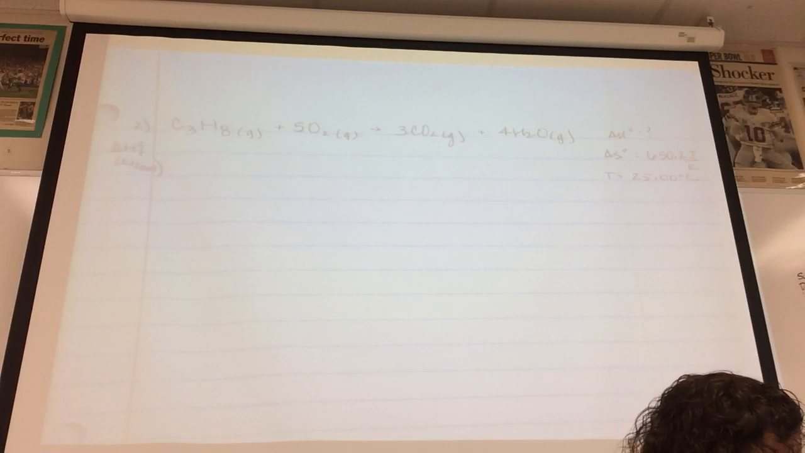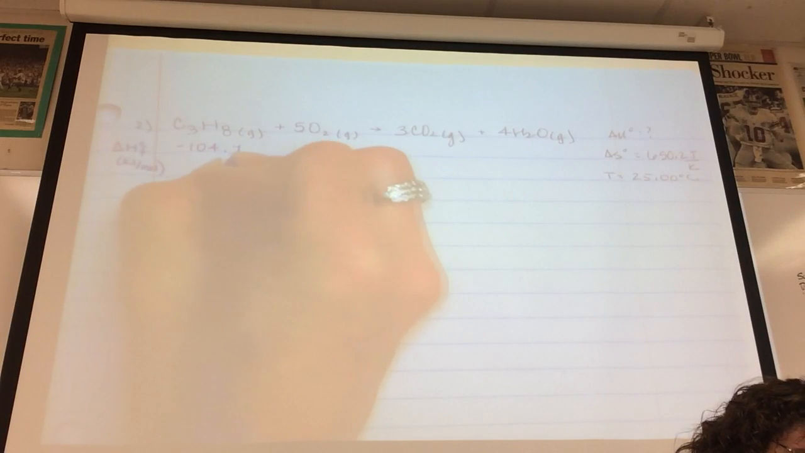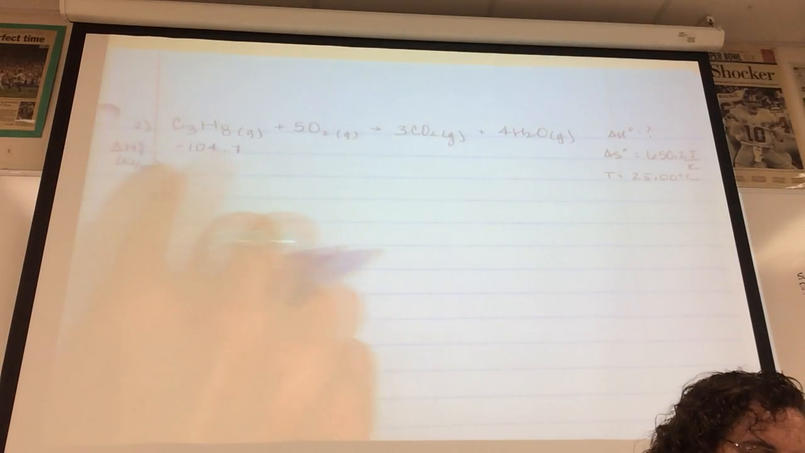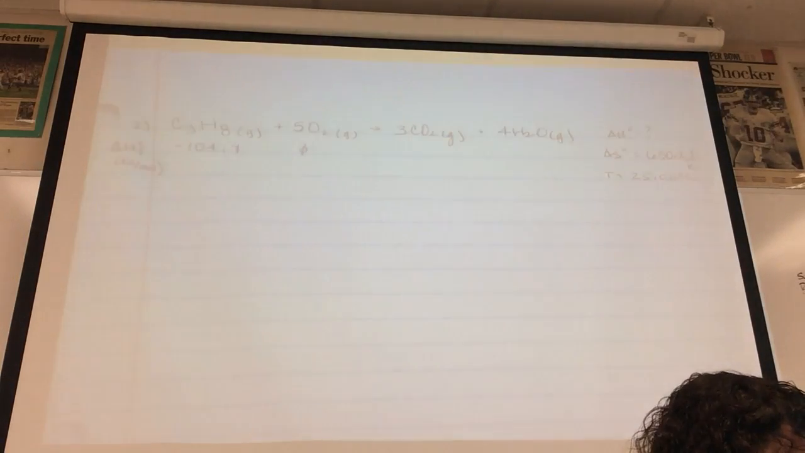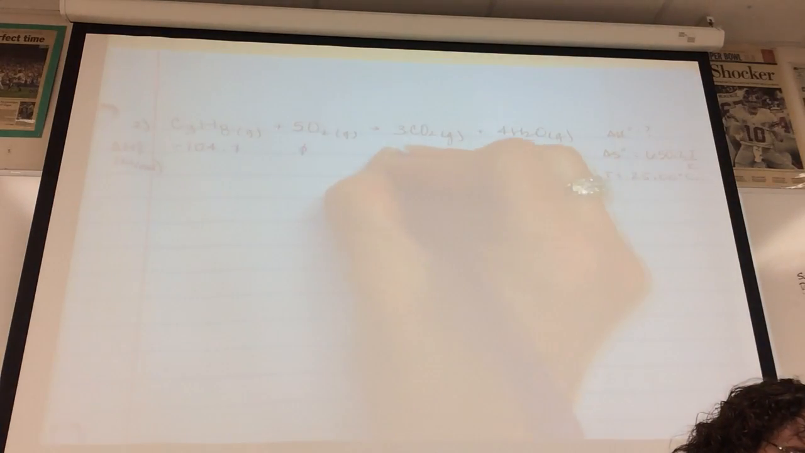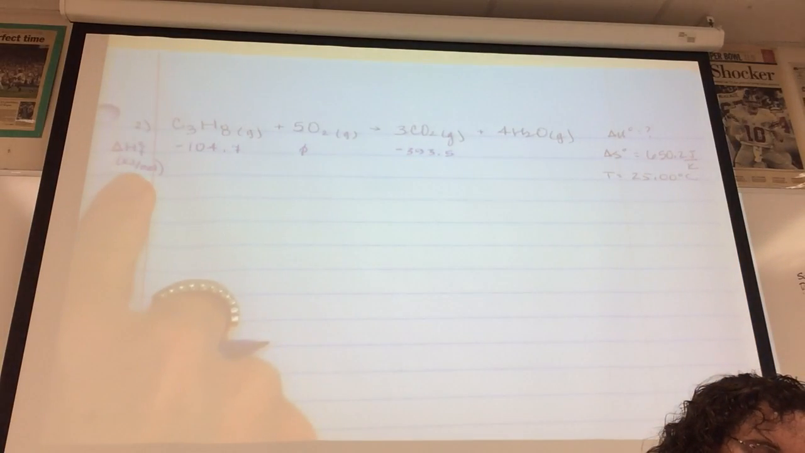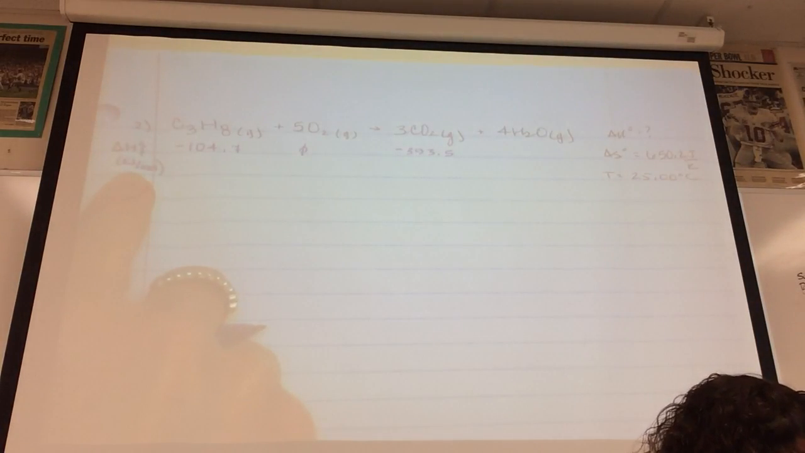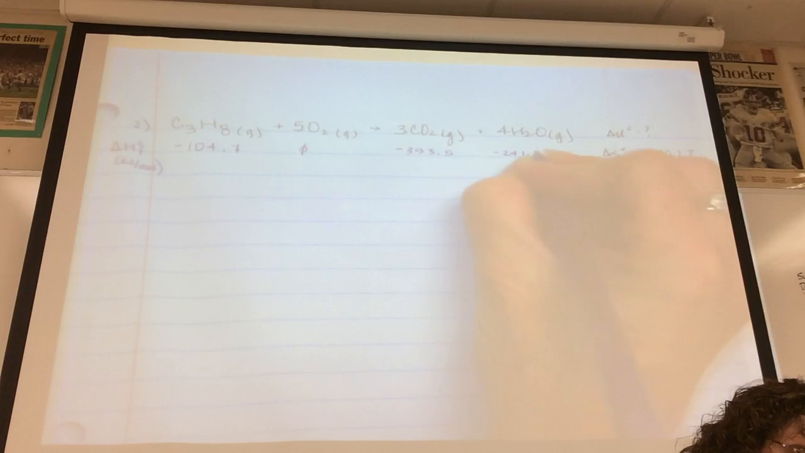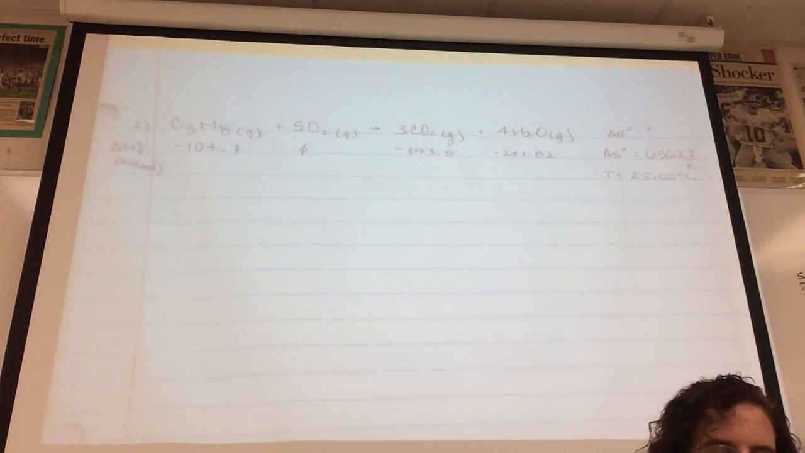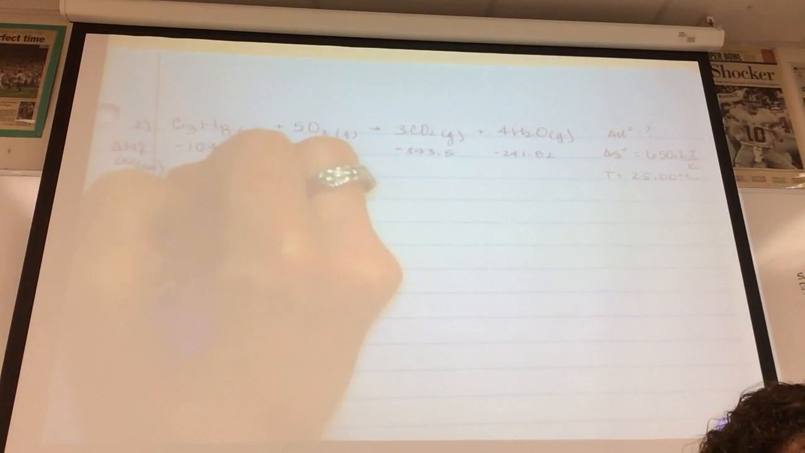So just like we did the other day, propane has a delta H of formation of negative 104.7 kilojoules per mole. Oxygen, of course, is 0. Carbon dioxide is negative 393.5 kilojoules per mole, which I have the unit here so I don't have to keep writing it. And then water in the gaseous state, be careful, negative 241.82 kilojoules per mole. So how do we calculate the delta H of the reaction first?